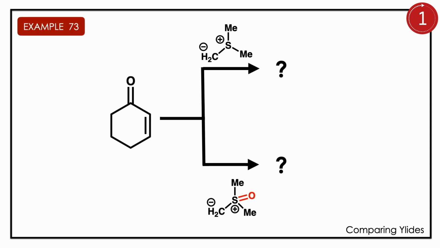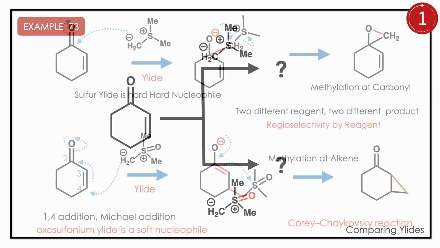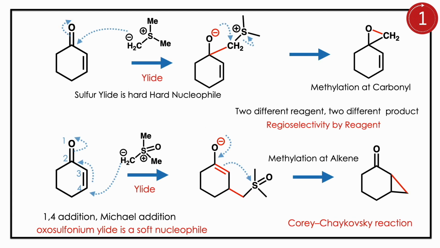Then the next example, we are comparing the sulfur halide. You have conjugated cyclohexenone reacting with sulfur halide and sulfoxy halide. You should find what will be the final product. Here, as we have seen already, sulfoxide halides are soft, sulfur halides are hard. So hard nucleophile undergo 1,2 addition, soft nucleophile undergo 1,4 addition.